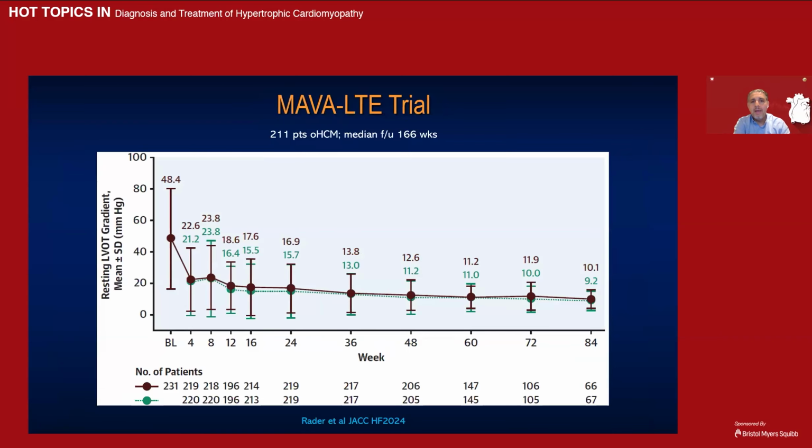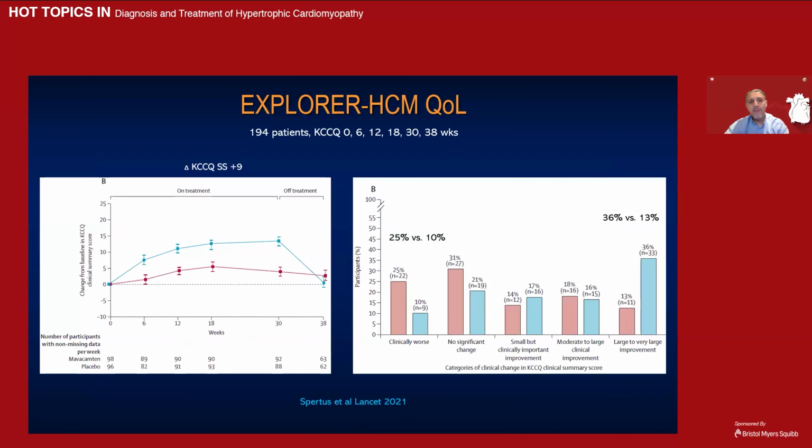And in the MAVA-LTE study, that's the open label extension, they looked at a longer duration. They showed that there is persistence of this advantageous effects of mavacamten on LVOT gradient over a duration of 84 weeks. So this is something that is durable and long-lasting. How do patients feel while on mavacamten?